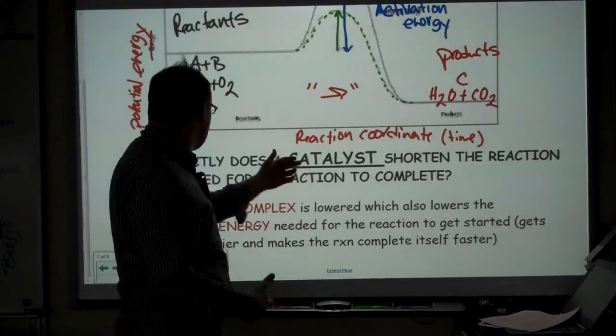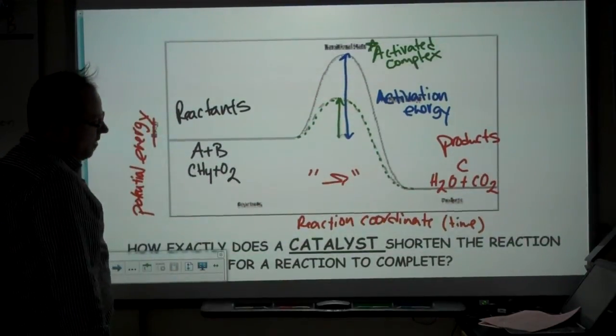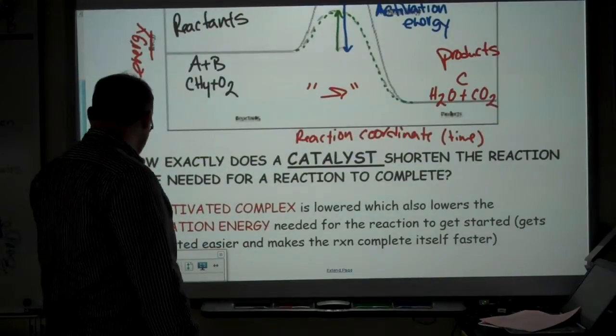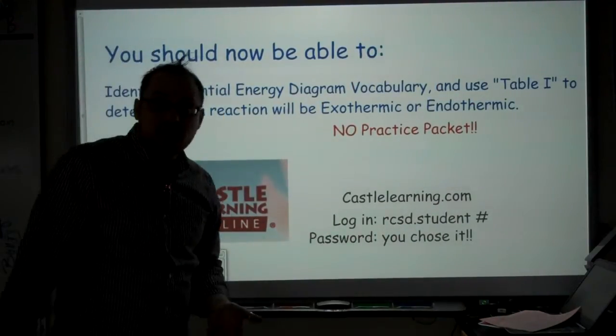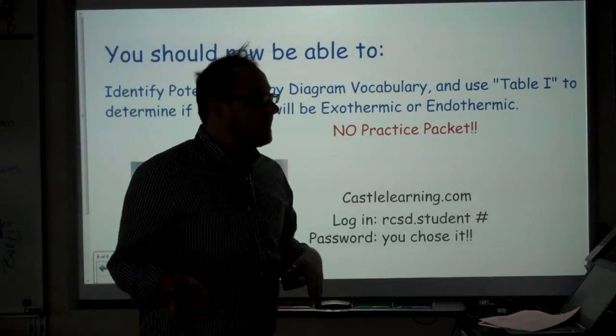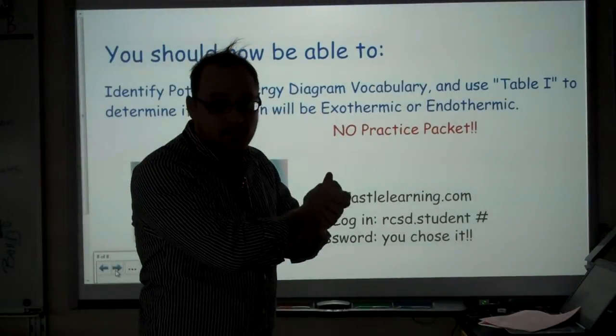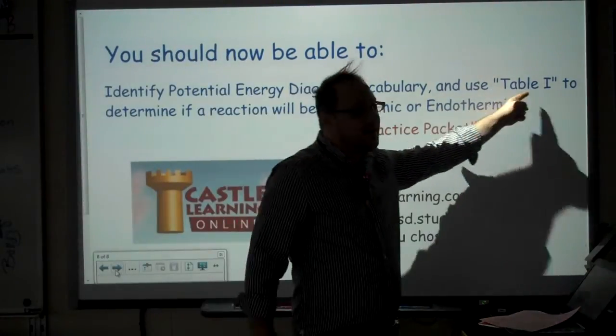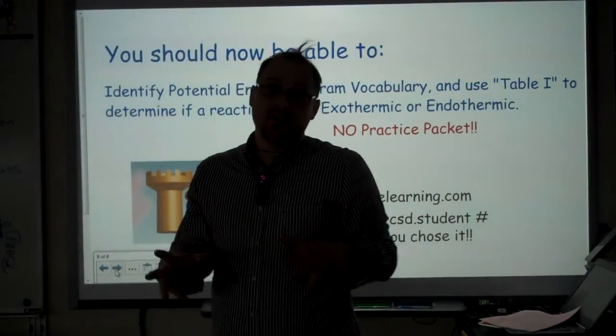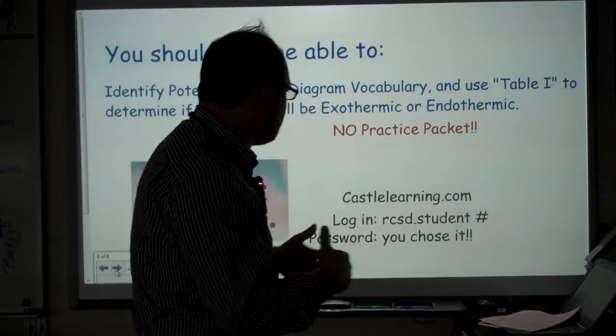So that's what the important parts of a potential energy diagram are. We're going to do a lot more practice on this. At this point, you should have a basic understanding of what a potential energy diagram is, the products and reactants side of it, and the activation energy portion of it. You should also be able to use Table I to determine if something is exothermic or endothermic just by looking at the sign for delta H.